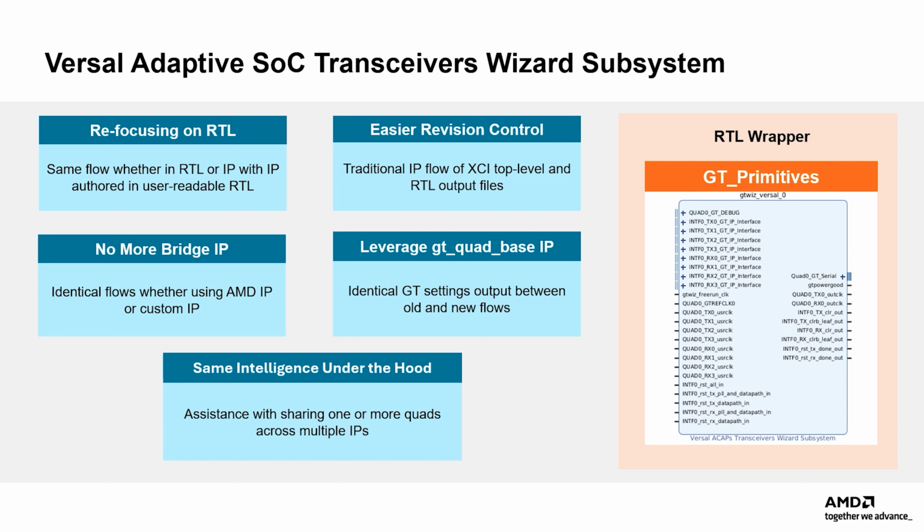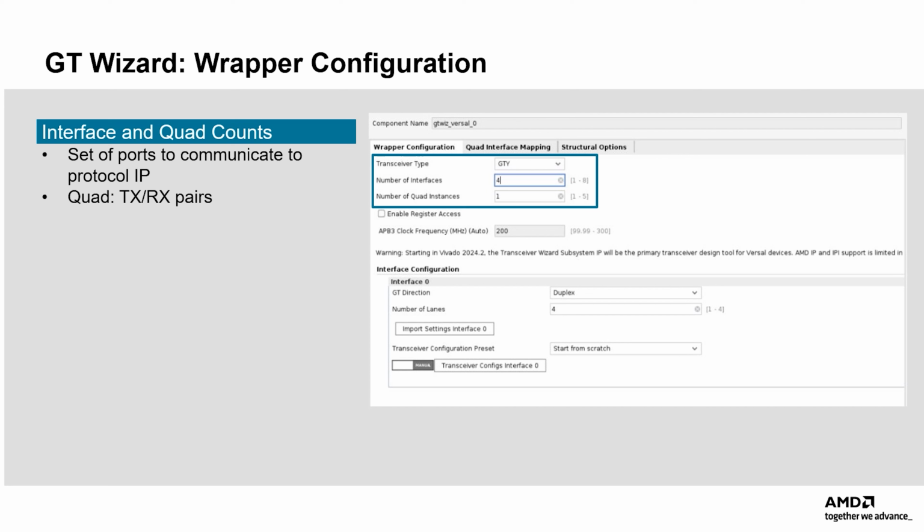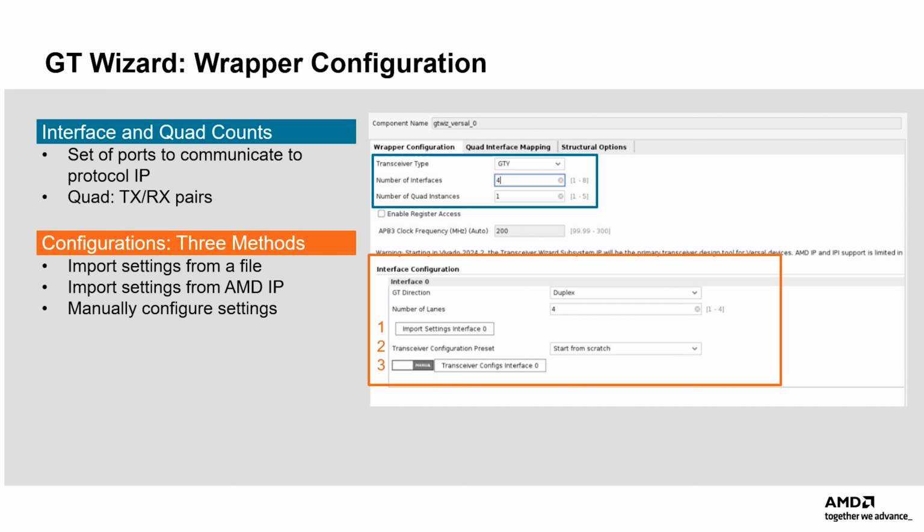With the new GT Wizard IP, users can choose the transceiver type, the number of interfaces or the number of IPs that are being connected to, the number of quads, and the interface configuration of each interface. The interface configurations can be done three ways. Using the Import File option, which allows users to point to a local TCL file that has the transceiver settings. The wizard then auto-populates the transceiver settings from this file.